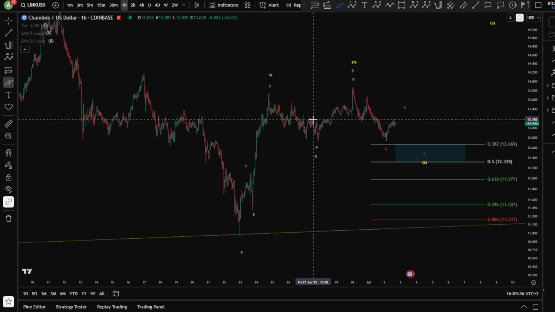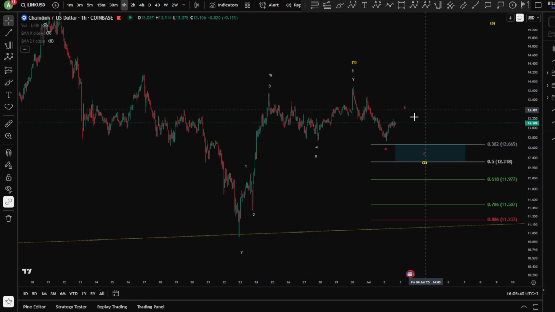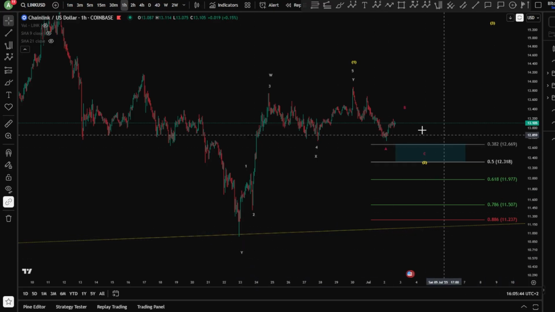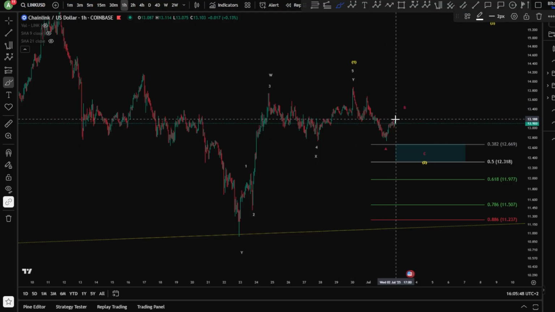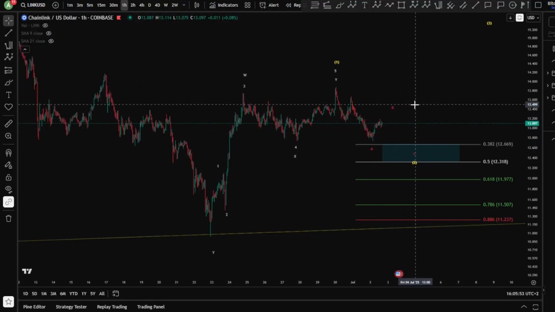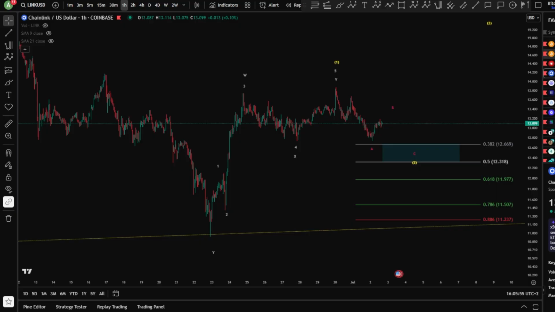And of course, as we saw on the daily, one of the possibilities is a triangle or a wave 2 going deeper to take this low. We're going to see what happens later on, but the probability is still, of course, for Link to seek lower sooner or later. Okay, that is regarding Link.